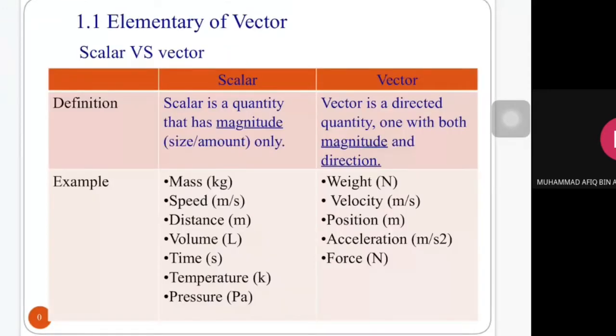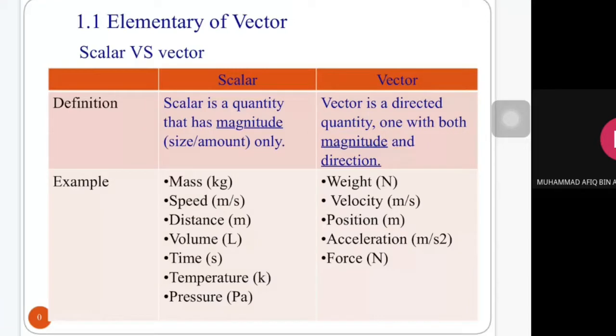The first part of elementary vector analysis is the definition of scalar and vector. Scalar is a quantity that has magnitude. So what is magnitude? That is size or amount only. How much is the value? And then vector is a directed quantity, one with both magnitude and direction.